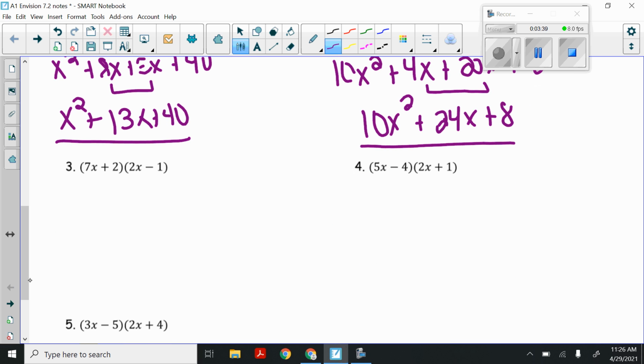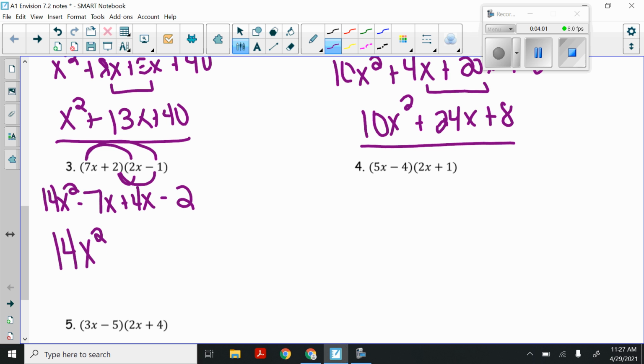Number 3, 7x plus 2 times 2x minus 1. So our first, 7x times 2x gets me 14x squared. Our outer, 7x times negative 1, so minus 7x. Inner, 2 times 2x, plus 4x. And our last, 2 times negative 1, minus 2. Combining our like terms, we end up with 14x squared minus 3x minus 2. That's our answer.